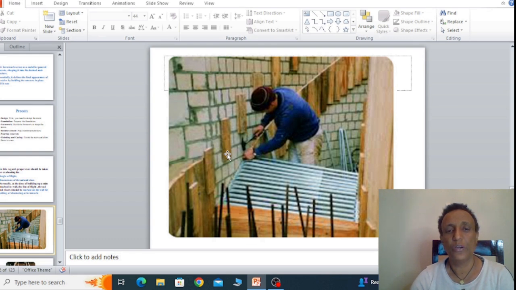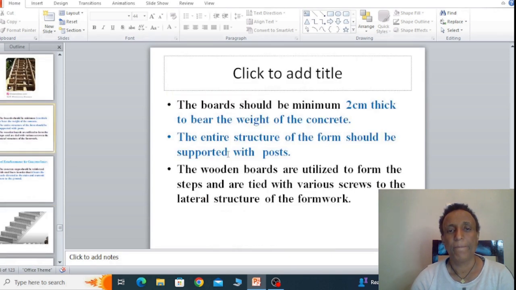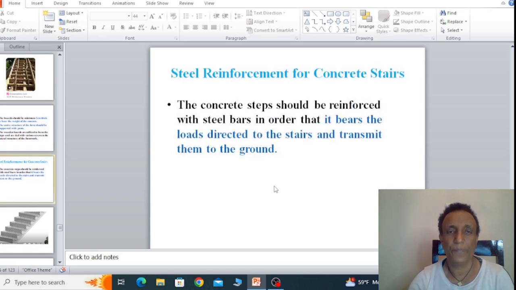This is the picture to show you what formwork construction looks like. The board should be a minimum of 2 cm thick to bear the weight of the concrete, and the entire structure of the formwork should be supported with different types of posts.